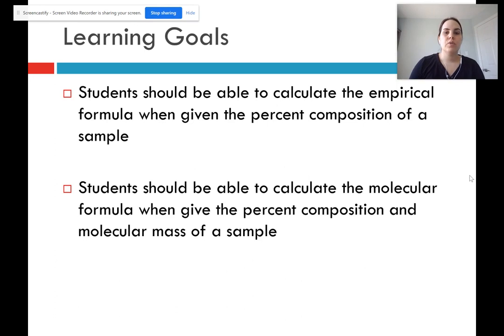What we should be able to do by the end of the class is calculate empirical formulas when given the percent composition of a sample. You could also be asked to calculate the percent composition of a sample, because we know last day we learned how to do that. And you should be able to calculate the molecular formula when given the percent composition and molecular mass of a sample. So at the end of the class today, you should be comfortable doing those two things.